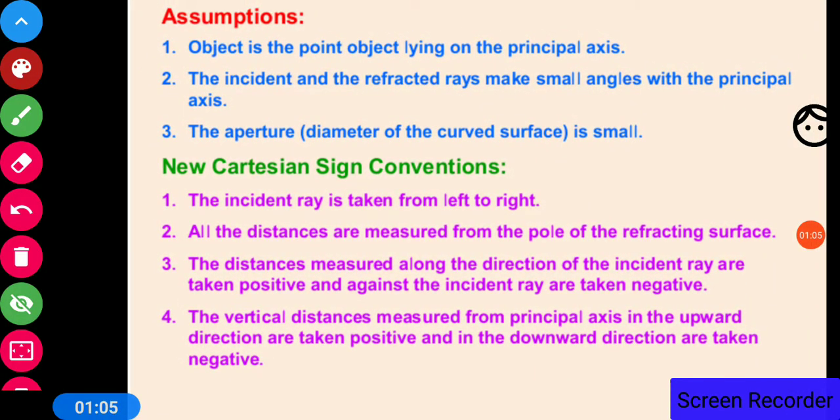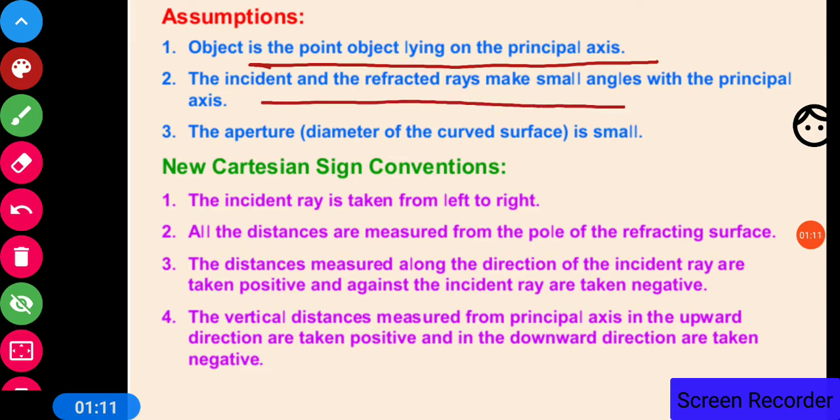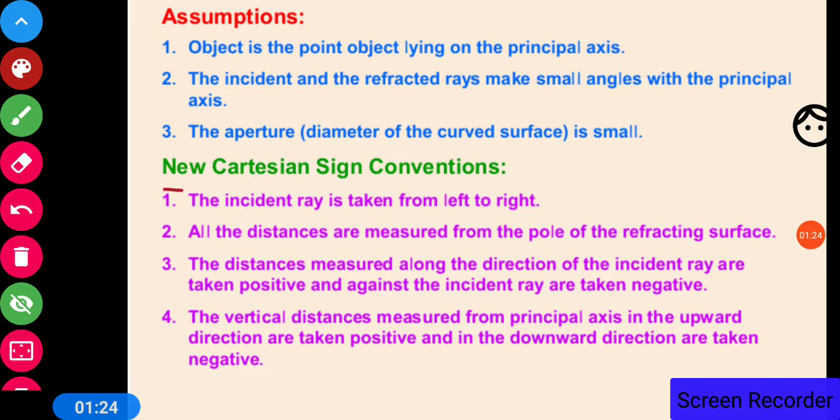Now, assumptions. Object is the point object lying on the principal axis. The incident ray and the refracted rays make small angles with the principal axis. The aperture or the diameter of the curved surface is small. These are the assumptions.